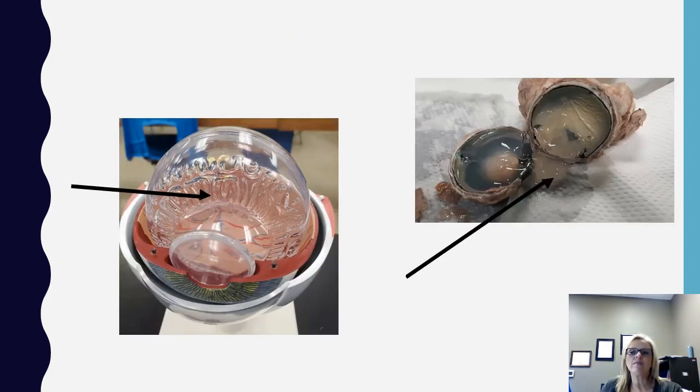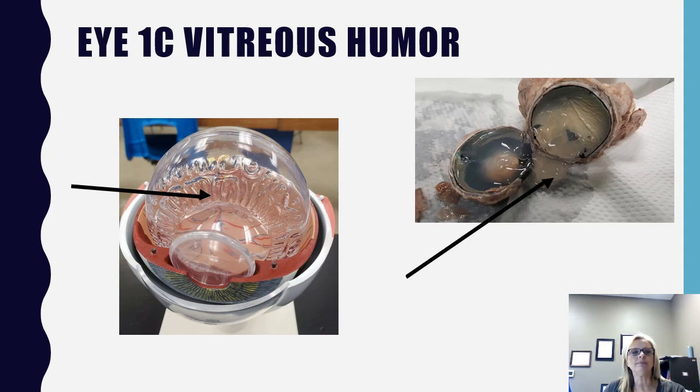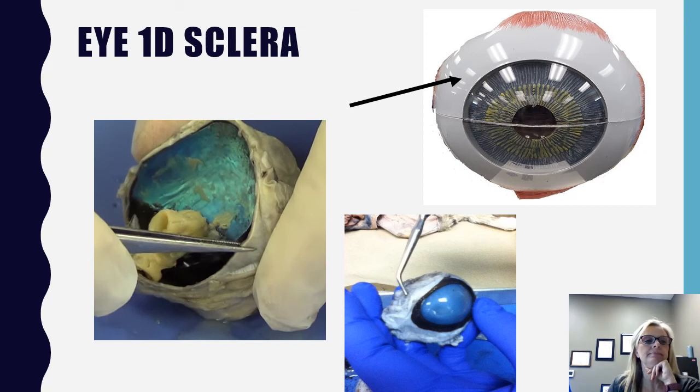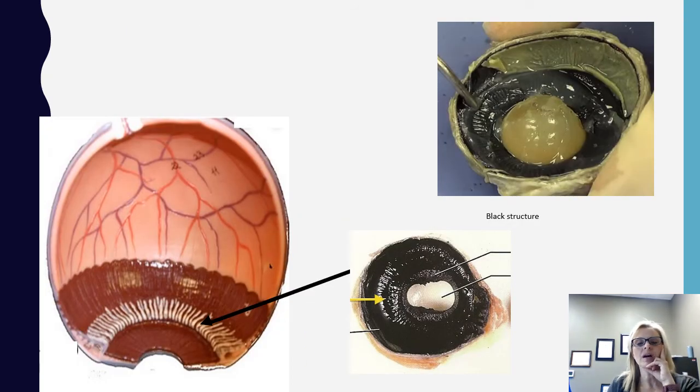All right, so here we have this more jelly-like fluid, okay, this more jelly-like substance that fills this space in the posterior chamber here. What is that called? Vitreous humor. All right, so now we're looking at the white portion of the eye. There's three different pictures here. What is the name for the white portion of the eye? Sclera.